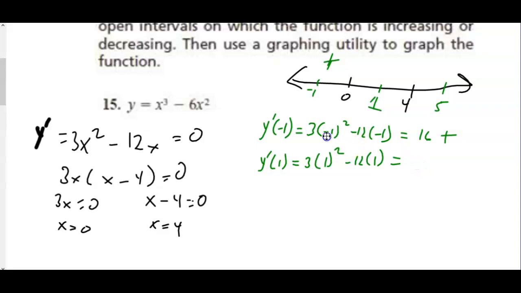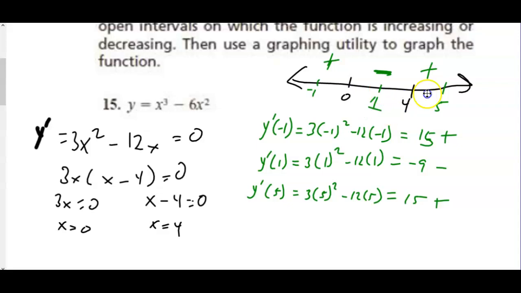Oh, you know what? I messed up right here. Because that's 1, that's 3. That's 3 times positive 4, but that's still positive. All right, right here. 3 minus 12 is going to be negative 9. So that's negative right here. And then y prime of 5 is 3 times 5 squared minus 12 times 5. So 75 minus 60 is going to be 15, which is still positive. So that's positive, right?